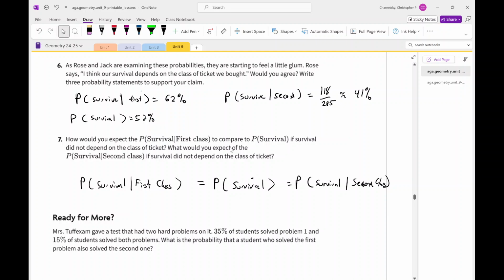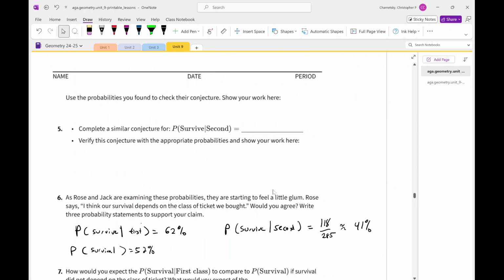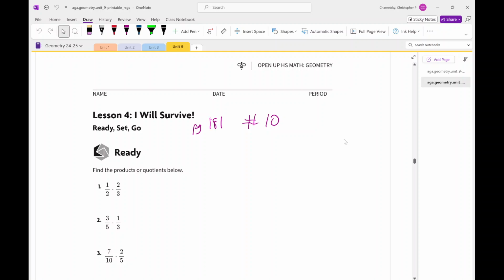Okay, that is it for this lesson. For your ready, set, go, I'm gonna have you go to page 181 and just do number 10. And that's it for your classwork.